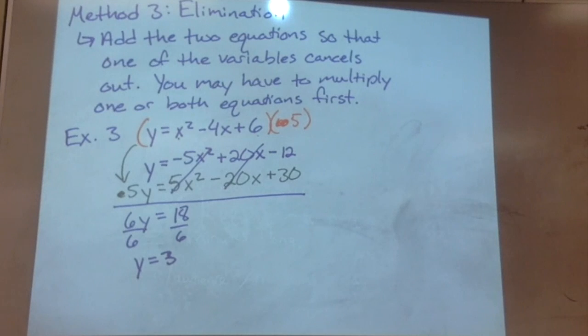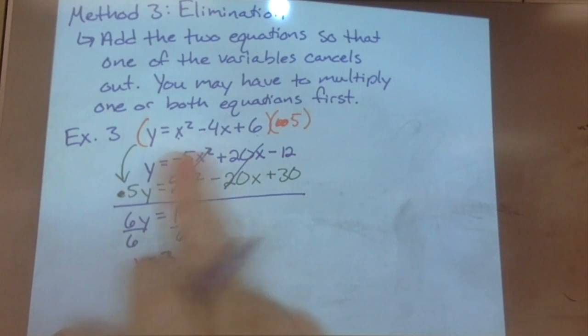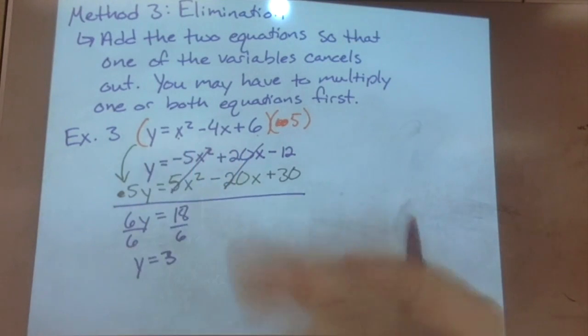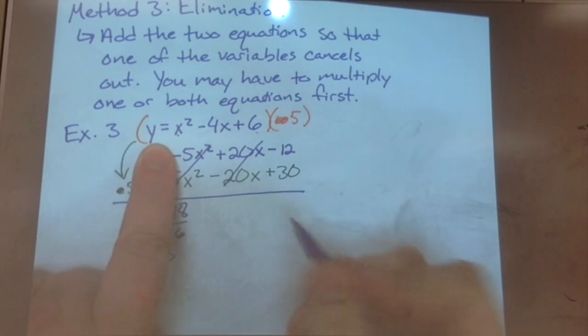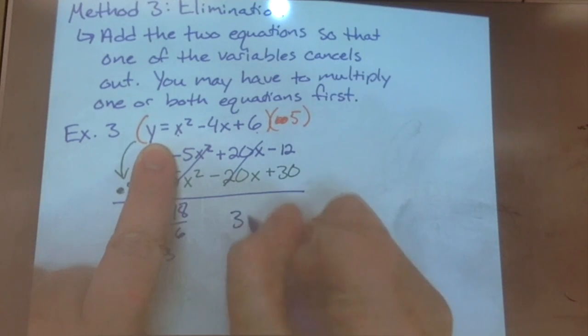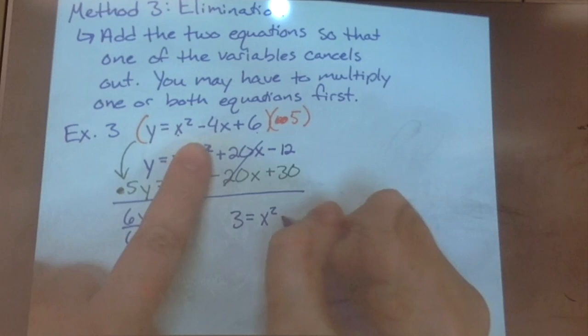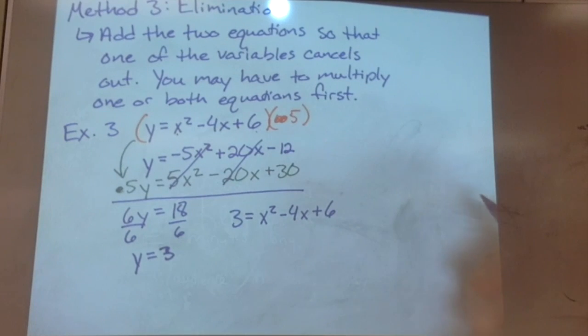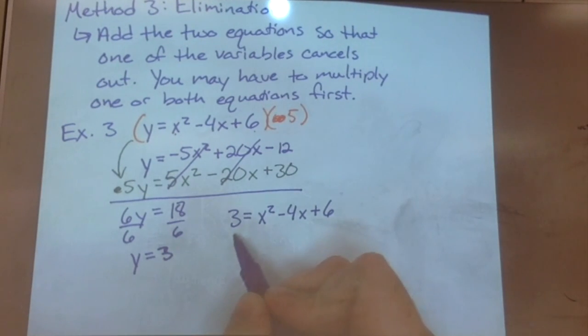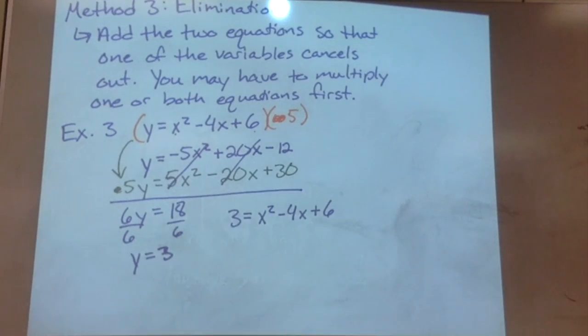All right. So then I take that y and I'm going to plug it back in to either equation. I'm going to plug it into my top equation just because it has a little bit smaller variables in front. So it's y equals 3. So I'm going to take this y here and replace it with a 3. So 3 equals x squared minus 4x plus 6. All right, so I still have to solve this.